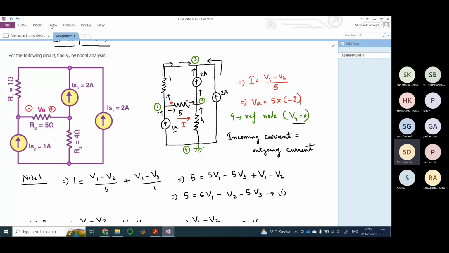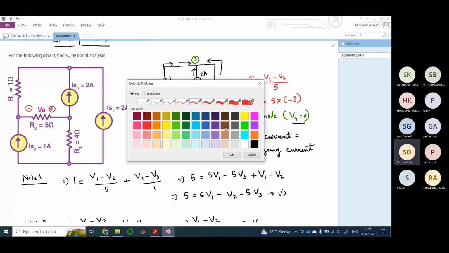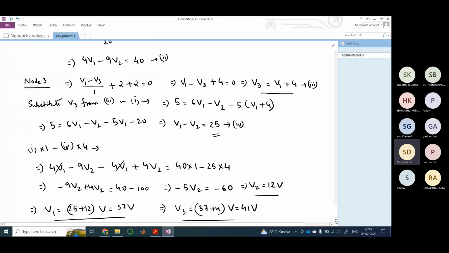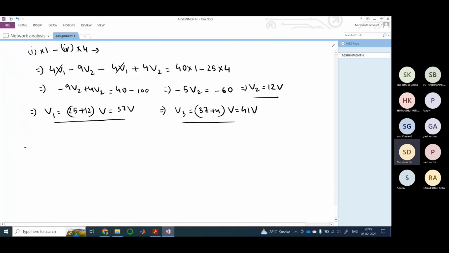So I'll just stop here. Once I finish this, I'll stop and ask you guys whether you have any doubt or not. I hope this is clear how I achieved this. So what would be my Va? This is minus 5I. As we found out, Va would be minus 5I. So what is I? As we found out, it is (V1 minus V2) by, what was that?